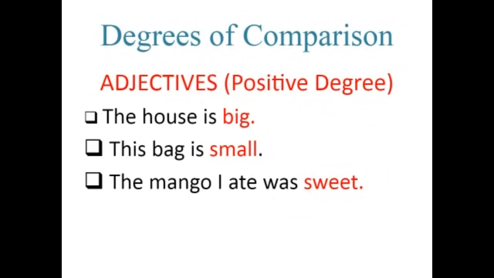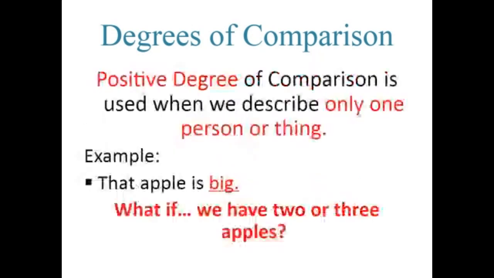Similarly, the second example says this bag is small. The third example says the mango I ate was sweet, right? So when we are not making any comparison, we are using the positive degree of comparison. I hope you have understood this. Let's recall it. The positive degree is used when we describe only one person or thing, okay? As we have done earlier, there is no comparison that we are making here, only describing a particular person or thing.